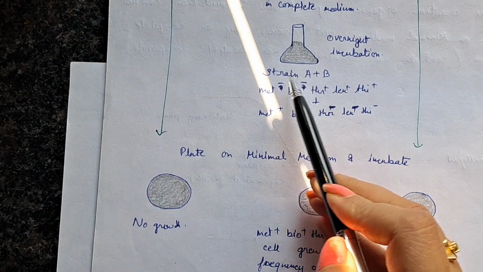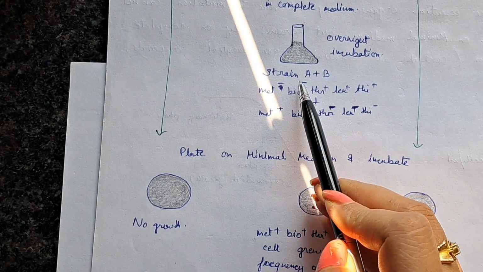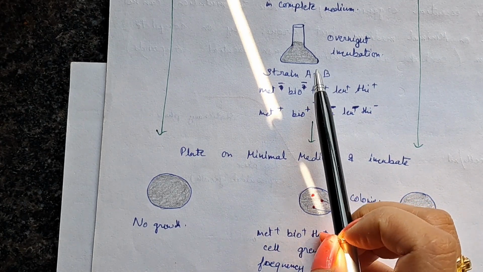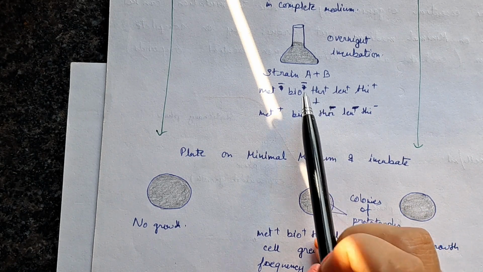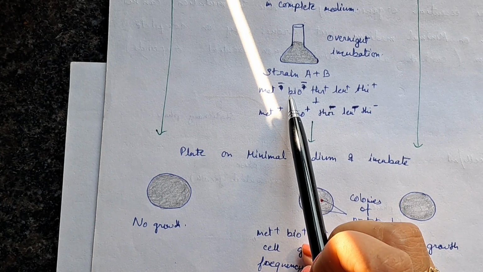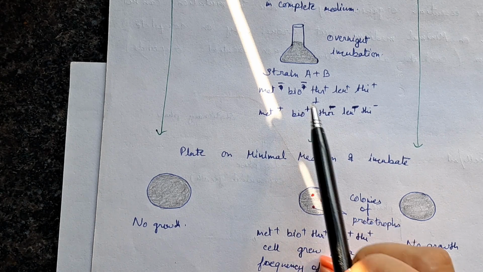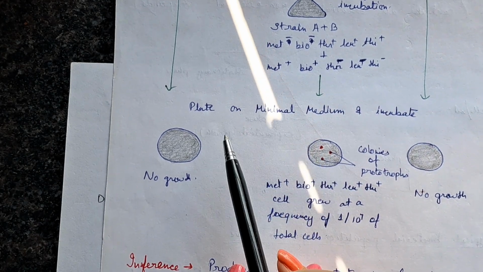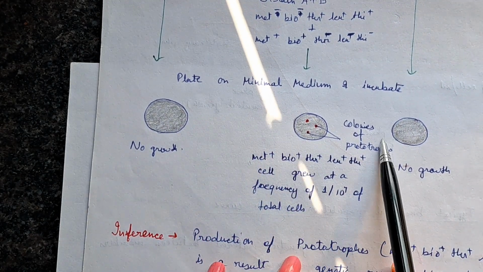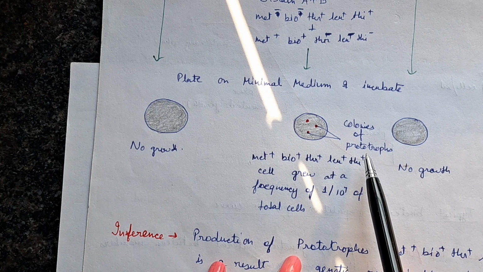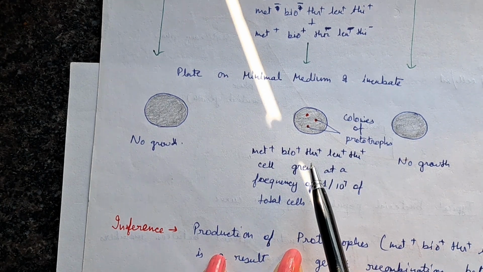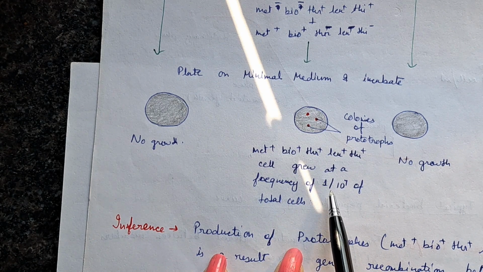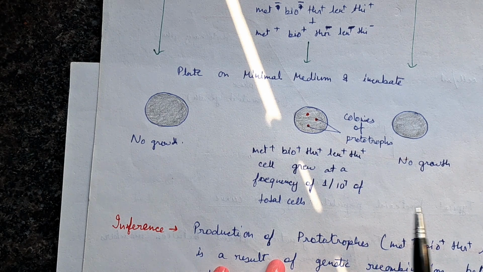I had put A and B together. Some genes were not present in A, and some genes were not present in B. Somehow something happened between strain A and strain B, and they exchanged genetic material. Whatever was not present within them, they got by exchange, and therefore now they have everything. So they could grow in minimal media, but initially the strains separately could not grow. So we got colonies of prototrophs, which means they have everything that is required. Everything here is plus. The cells grew at a frequency of 1 in 10 to the power 7 of total cells.